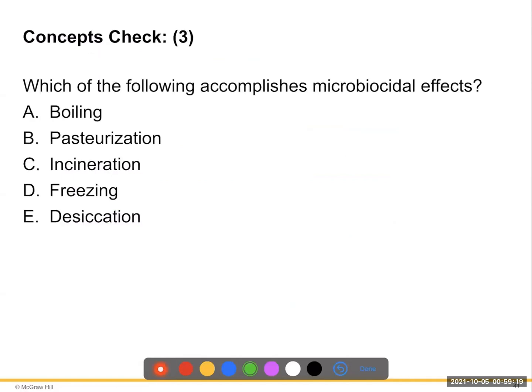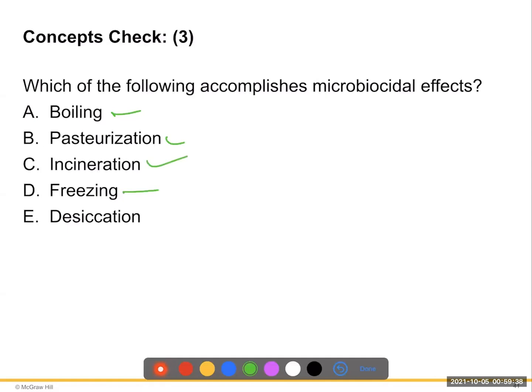So which of the following is microbicidal? Boiling, pasteurization, incineration, freezing, and desiccation. Okay, so which one's going to kill microbes? Boiling, yeah, 100 degrees centigrade, 30 minutes, yep. Pasteurization, yeah, because it kills microbes, but it does not kill endospores. Incineration, definitely.